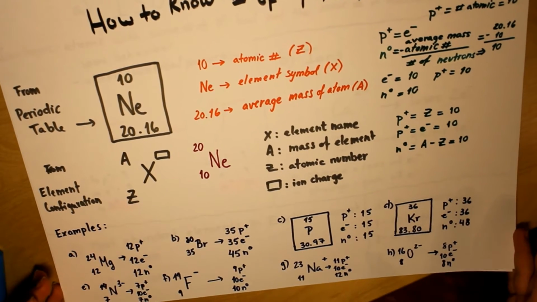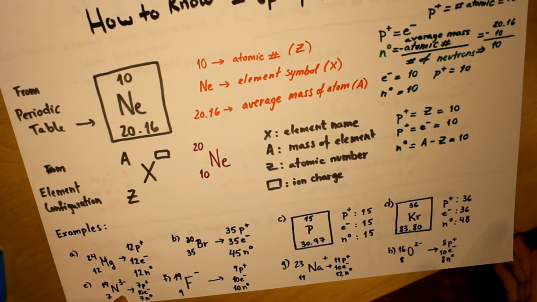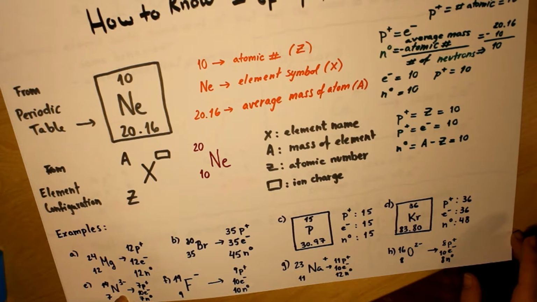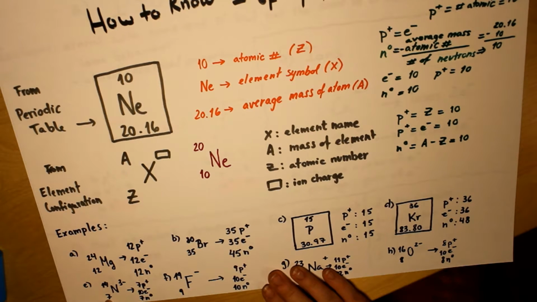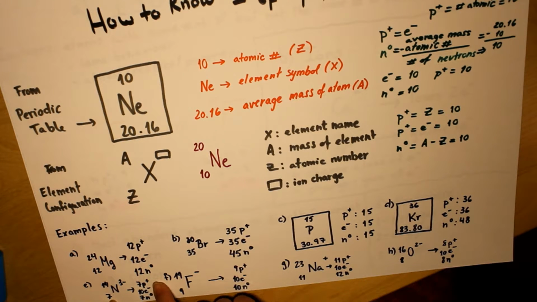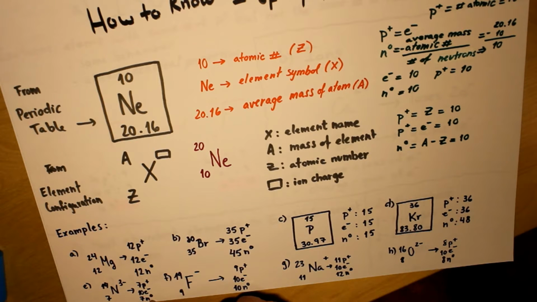So as we look at N3 minus, its atomic number is 7, its mass is 14. So the number of protons is 7. Now, since it's minus 3, that means it got 3 electrons from another element, which makes it 10 electrons. And it has 7 neutrons, because when you subtract 7 from 14, it gives you 7.